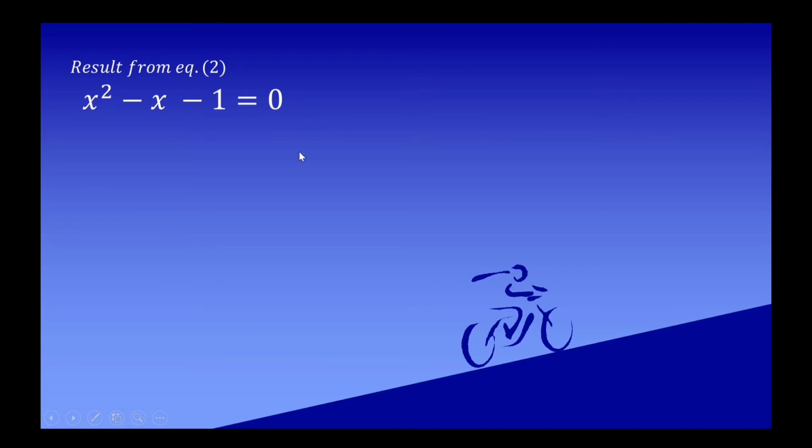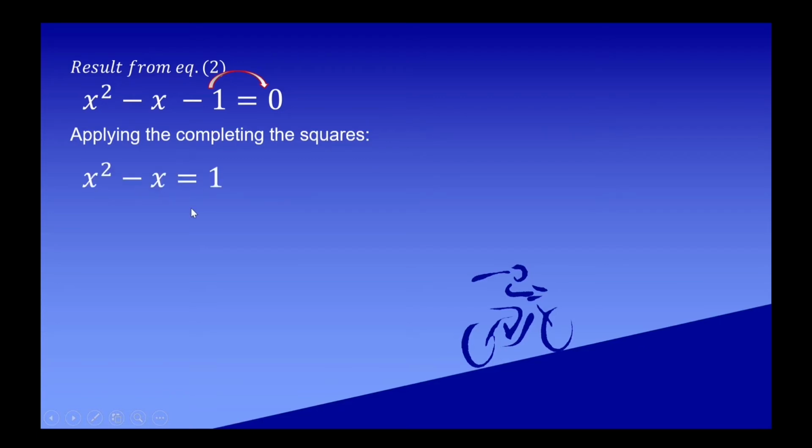We have the result from equation number 2, that is a second degree equation. So ibig sabihin nito, we have two values of x, and it is solvable by applying completing the square, and that is used to solve quadratic equations para magiging a perfect square trinomial. To perform the completing the square, our constant term must be transposed to the other side. Yan, we have x squared minus x is equal to 1.